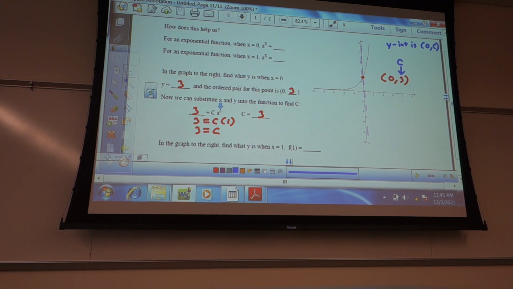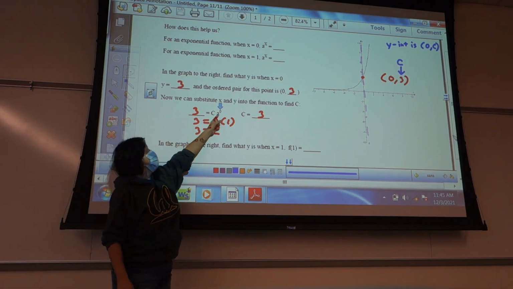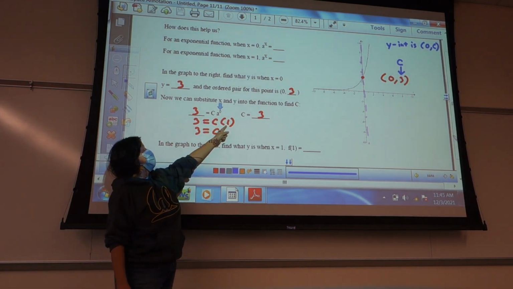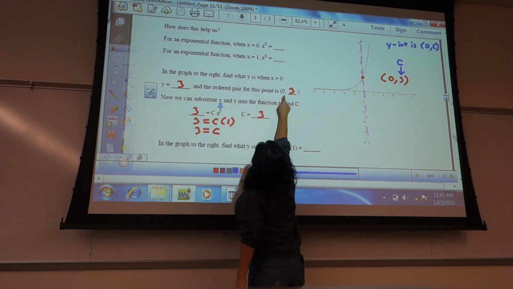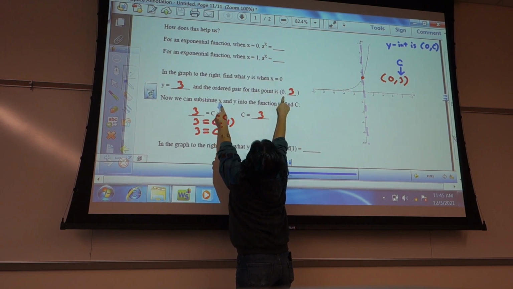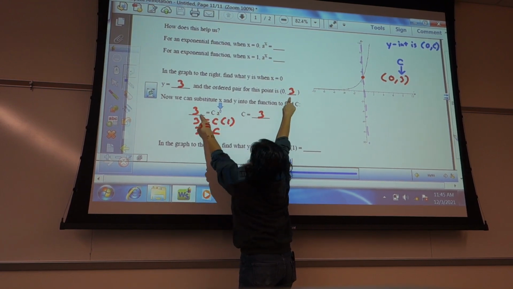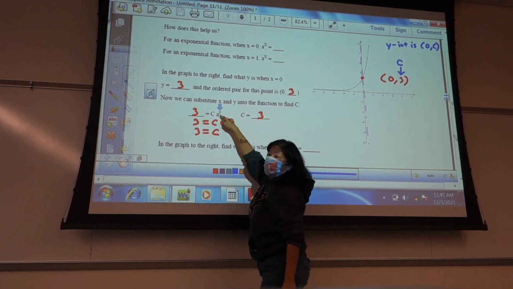I'm just lost on how this works down here, this 3 equals c times a to the 0. A to the 0 is 1. Yeah, like, how did you get that 3? I substituted 0 in for x, and 3 in for y. Oh, okay. 0 in for x, 3 in for y.